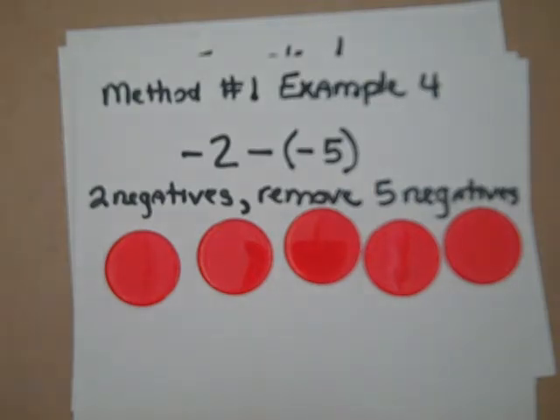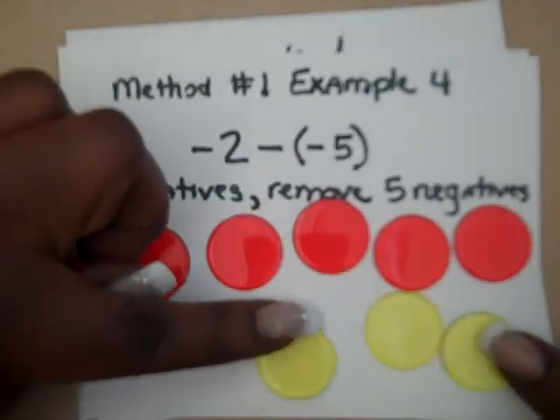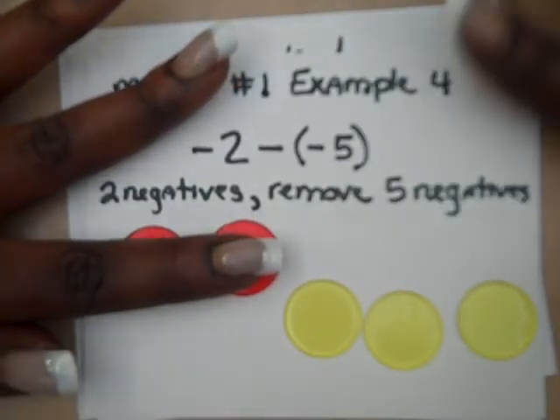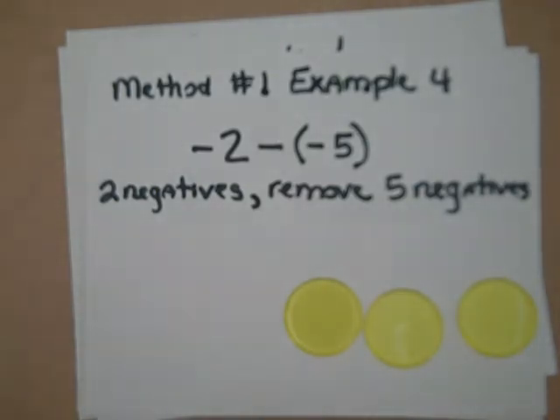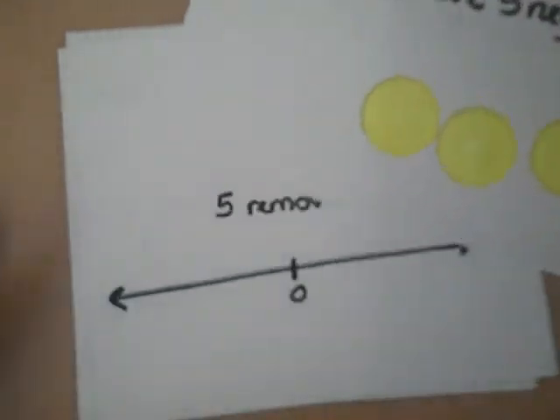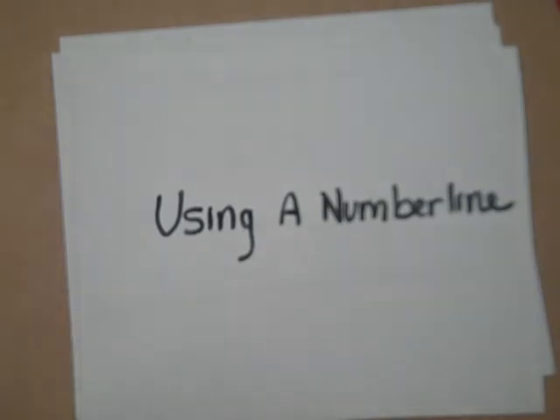And since I added in 3 negatives, in order to keep it balanced, I must also add in 3 positives. Now I have enough counters to do the problem. 2 negatives, remove 5 negatives, and what you're left with are 3 positives, or positive 3. So what I've just shown you is how to use counters to model subtraction. Now I'm going to show you how to use a number line to model subtraction.